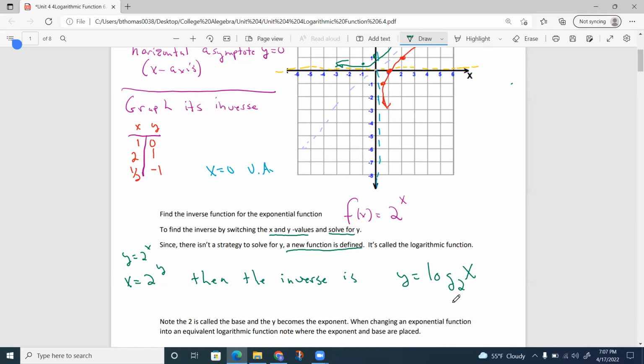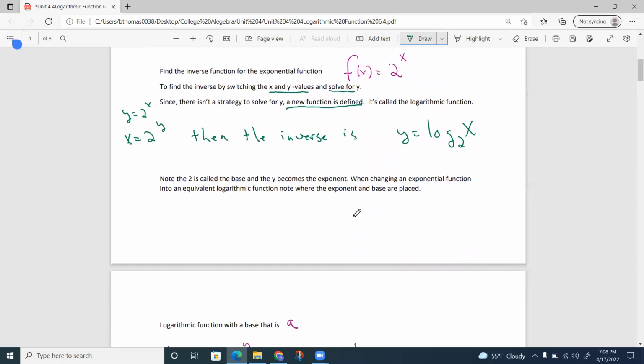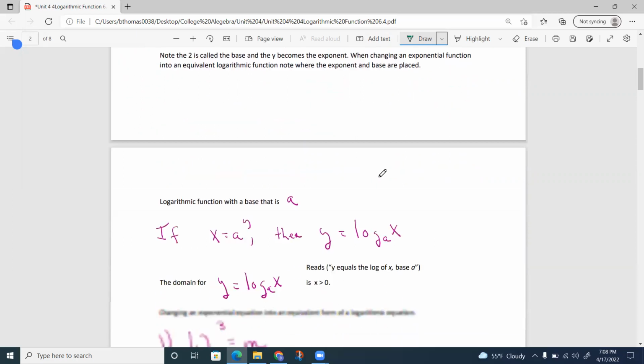So notice that the exponent becomes one side of the equation. The 2, which was the base, becomes the base of the logarithm. And then the x becomes what we're taking the log of. So it becomes our domain. Over here, y would be the domain and x would be the range, but we don't want that. We want x to be the domain and y the range. That's our normal way of doing that. So that starts to make a little bit better sense in the form of this notation. Again, the 2 is called the base and the y becomes the exponent. Those are the 2 important things to pick up on here as we move forward.